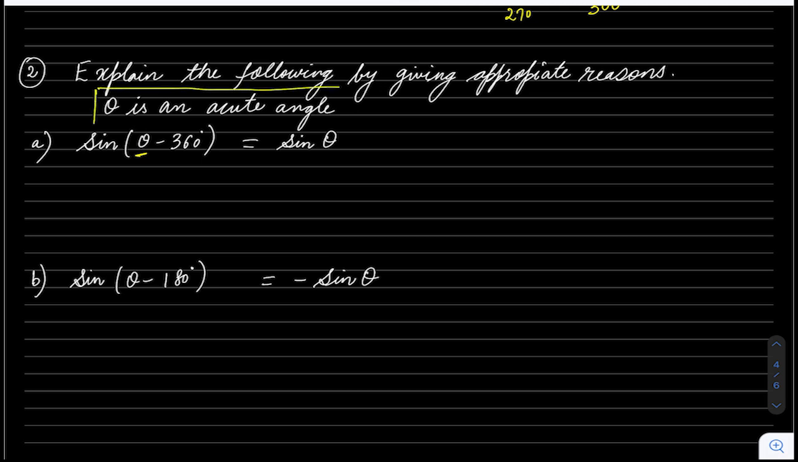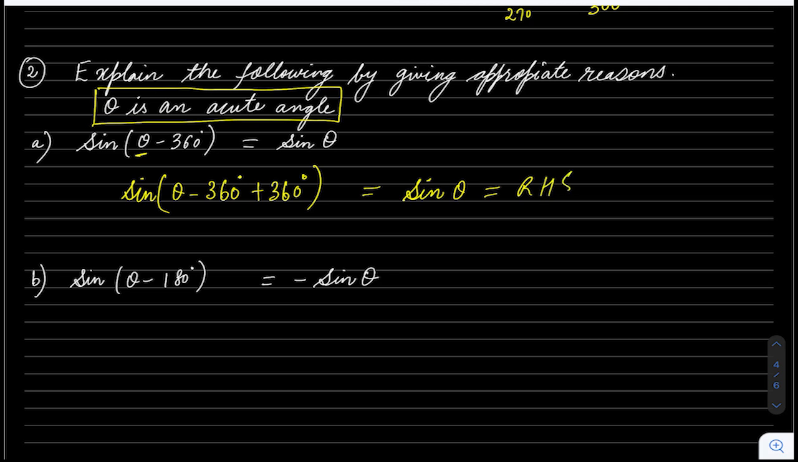And it's given that theta is an acute angle. Actually, it doesn't matter what angle theta is, whether it's acute, obtuse, or whatever it is. These are always true. But anyway, we will assume for now that theta is an acute angle, because it's given in the question. Now, sine of theta minus 360. We know we can add or subtract 360 degrees to any angle and it doesn't change anything. So I am simply going to add 360 to this angle. So I will get sine theta, which is equal to the RHS, hence proved.